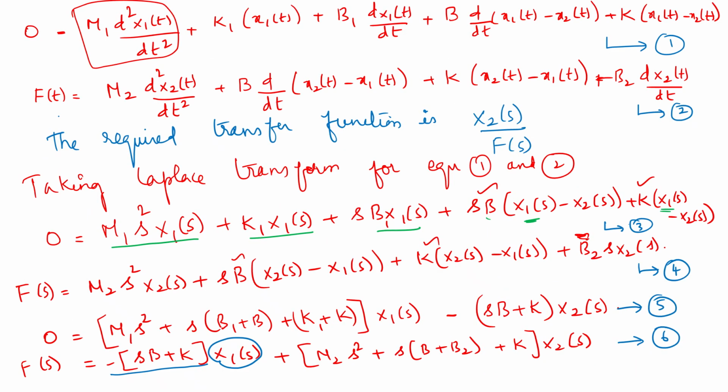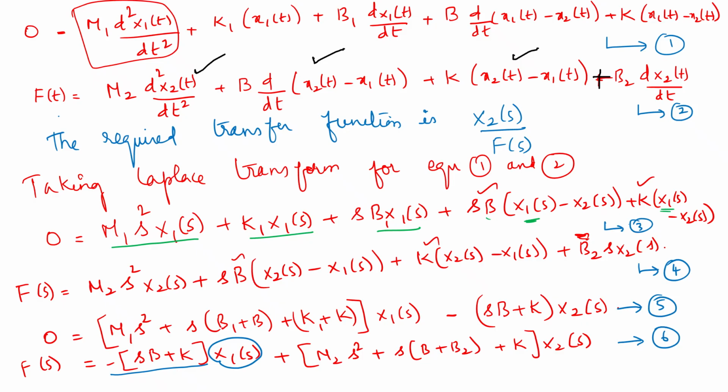Similarly, we can write the force equation for m2, as we know that now the primary displacement is x2 and we have a force directly applied to the mass element m2. So f of t is equal to m2 into d squared x2 of t by dt squared plus b into d by dt of x2 minus x1, since x2 is the primary displacement, plus k into x2 minus x1 plus b2 into dx2 by dt. So these two equations are the governing equations for the given problem.